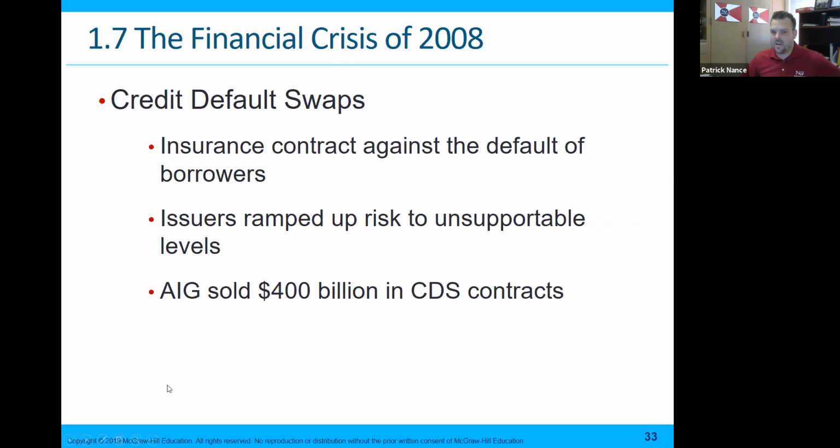The issuers ramped up risk to unsupportable levels, where they got to the point where they were lending so much money to so many people who could not afford the loans. That's when the whole crisis kind of came down. So AIG themselves sold $400 billion, and that's one insurance company, sold $400 billion for the CDS contracts.